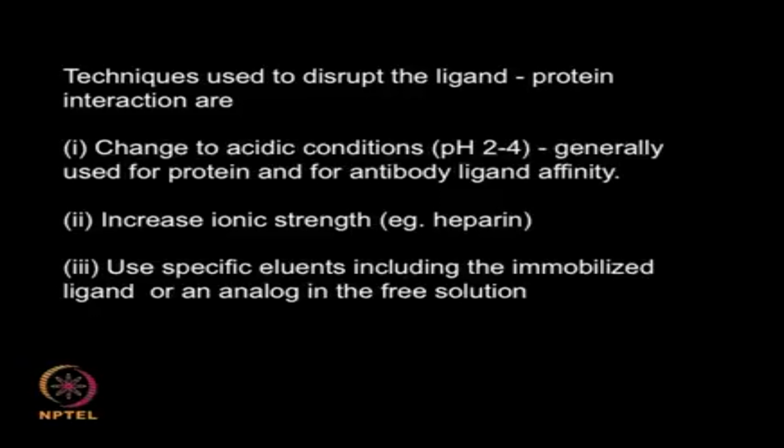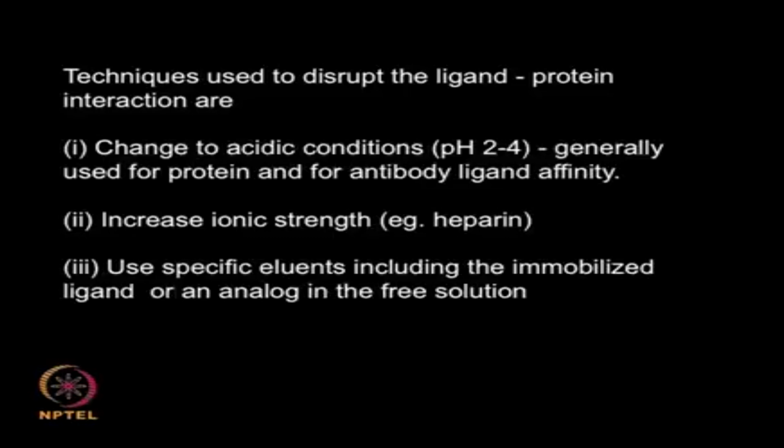So what are the techniques used to disrupt this ligand protein interaction? So we have done a ligand protein interaction. Now we need to dislodge it so that we want to collect it back or we want to regenerate the column. So how can we do that? We can change the pH condition, we can make it more acidic. This is generally used for protein or for antibody ligand affinity.